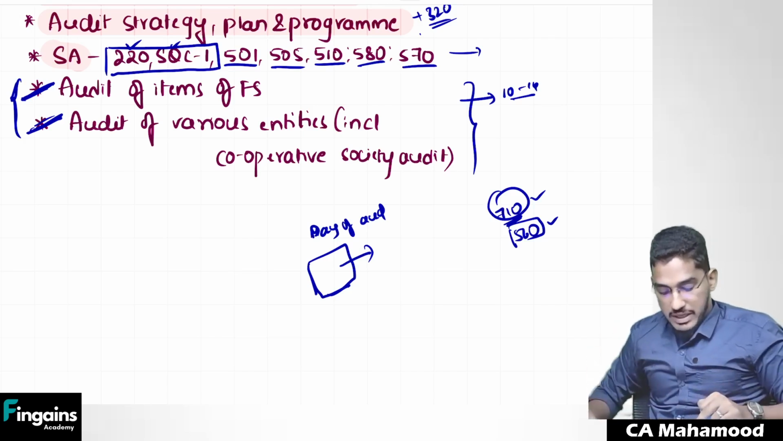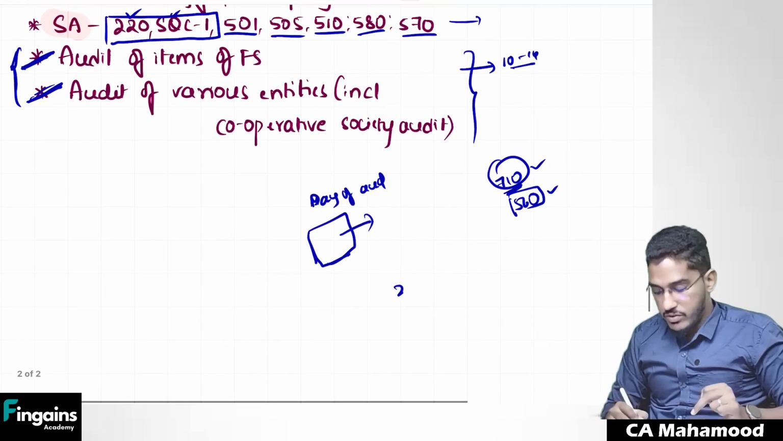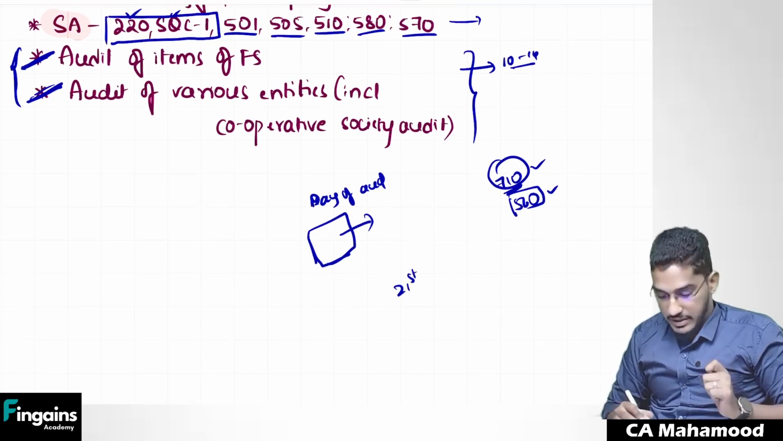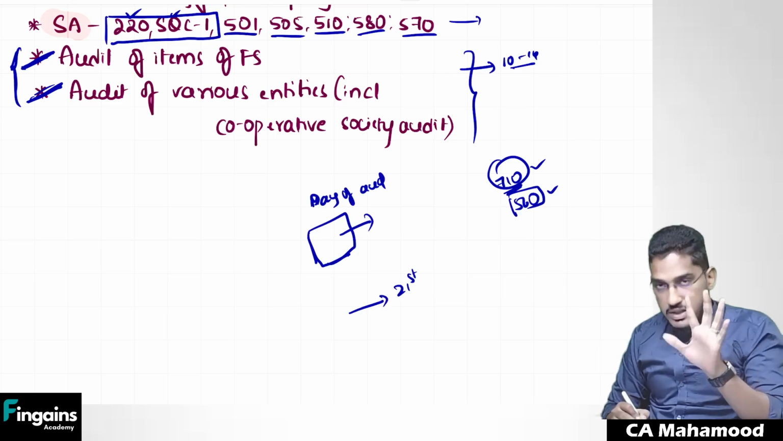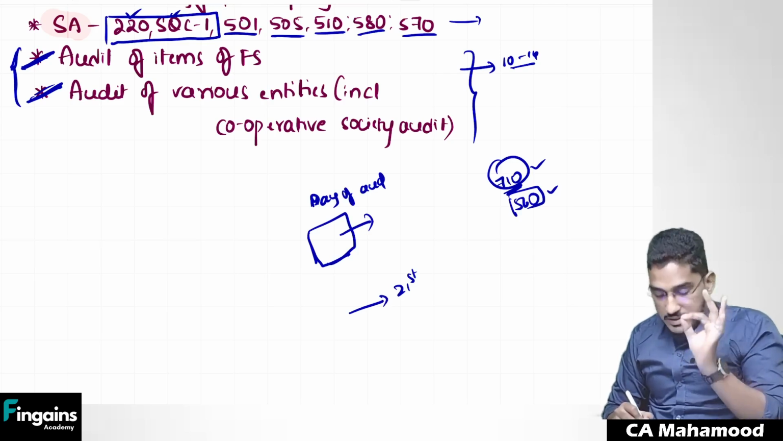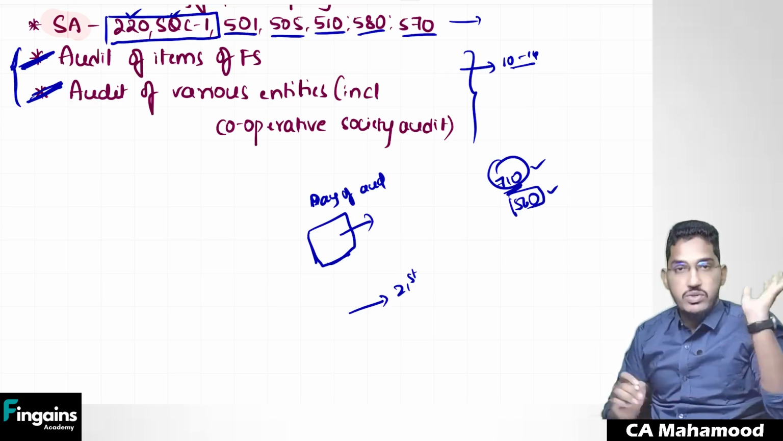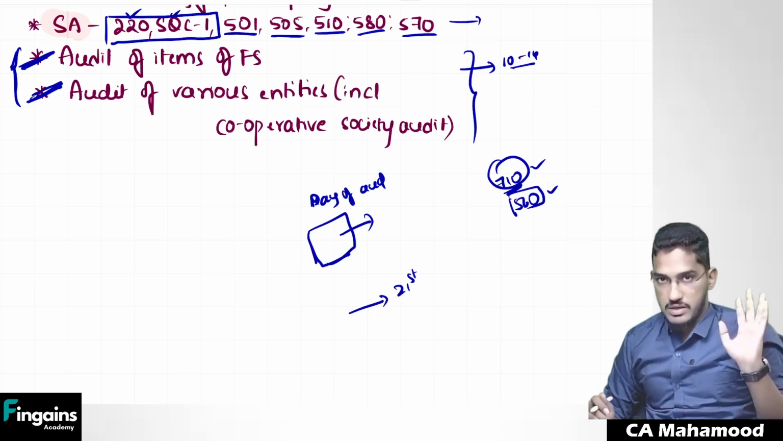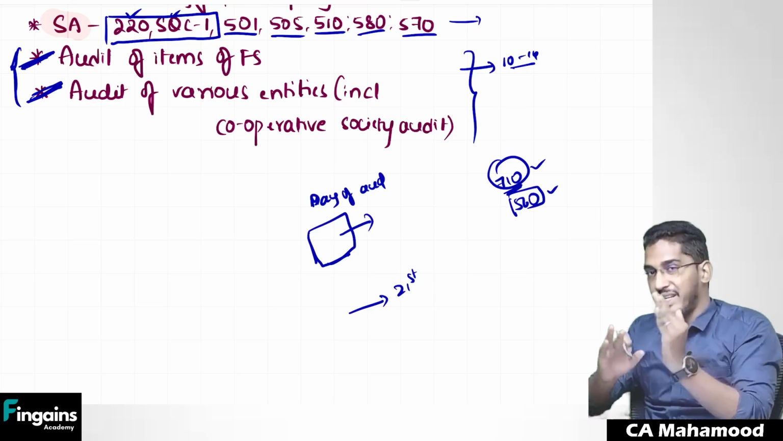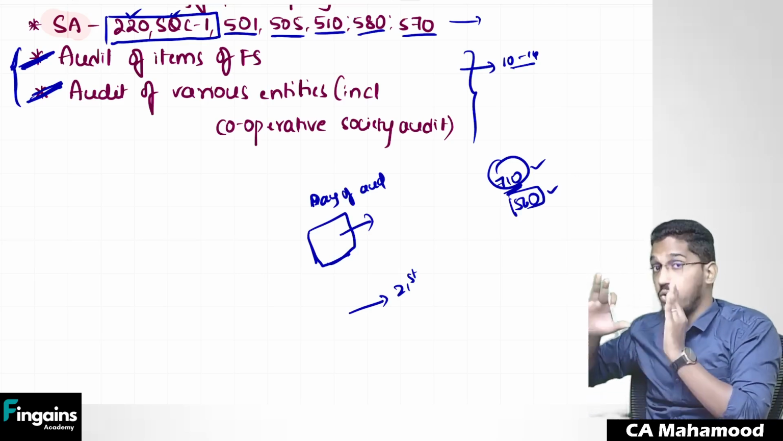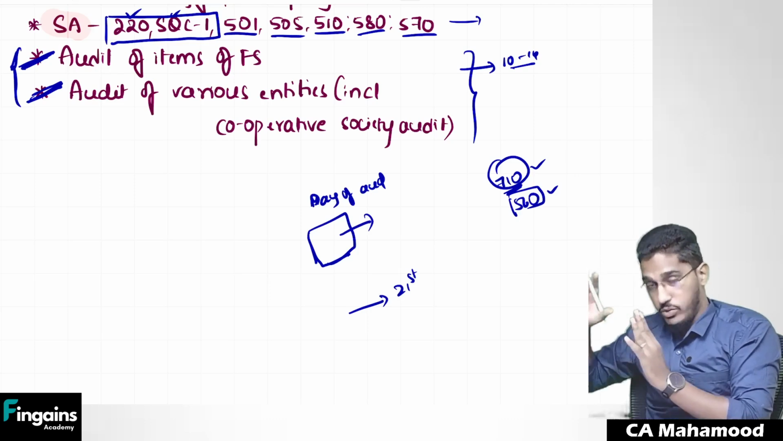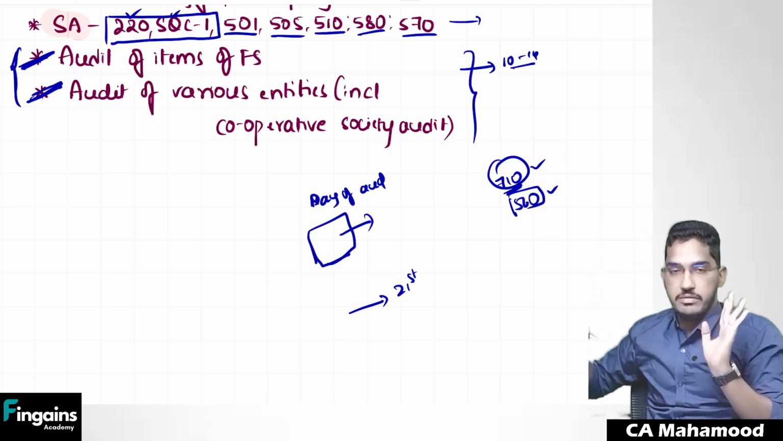So audit of items of the financial statements and audit of various entities. Like you are going to give your examination on 21st, right? So the 21st morning session will be there, no? In that morning session of the 21st, these two chapters you have to prepare compulsorily. So don't do it early, do it as late as possible, but don't leave it. Do it at the later part, but don't leave it.